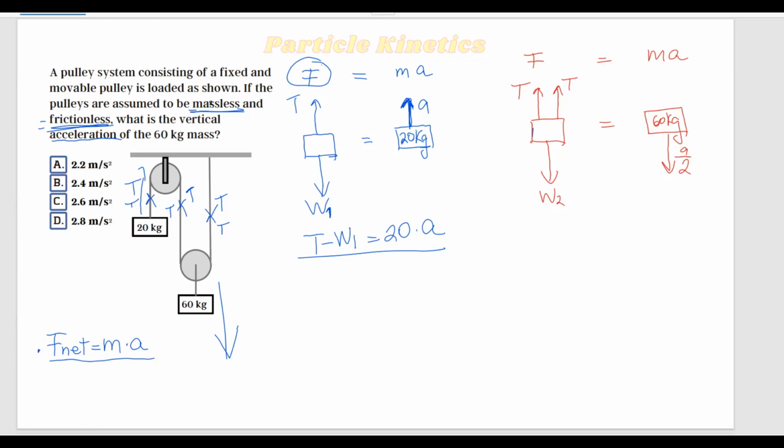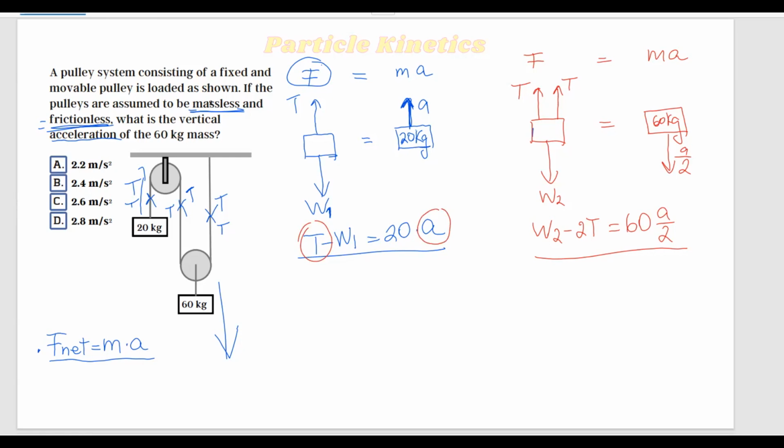Let's write the equation for this system now. So everything's going to go downwards now. We're going to have W2 minus 2T is equal to 60 A over 2. So this is our second equation. We have two equations and we have two unknowns. We have tension in the string and acceleration.